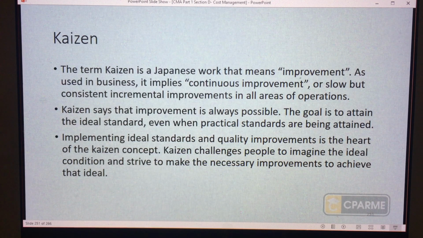But take note of the term continuous. So they are slow increments. So the Kaizen would challenge people to imagine yung ideal condition and to strive to make the necessary improvements para ma-meet yung ideals.